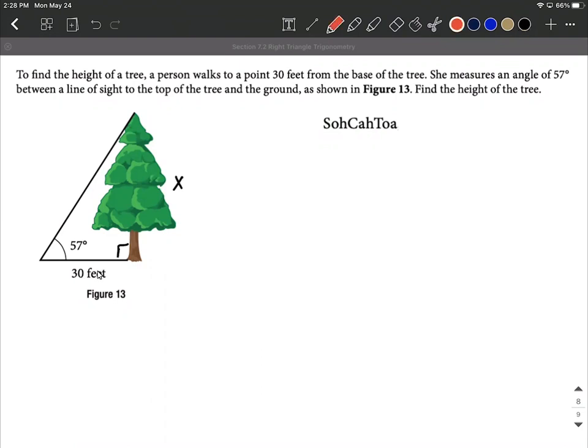One way to do this is we could focus on the 57 degrees and label this as the opposite side of our triangle, and the adjacent side of our triangle is the bottom. So we want to pick out the trigonometric ratio that connects together opposite and adjacent. Using SohCahToa, the easiest one to pick out is tangent, which has opposite over adjacent. So we can say that the tangent of our angle, 57 degrees, is equal to the opposite, x, over the adjacent, 30.